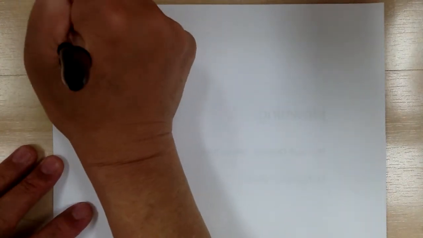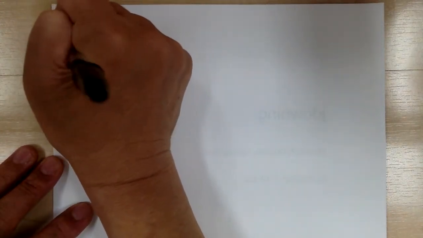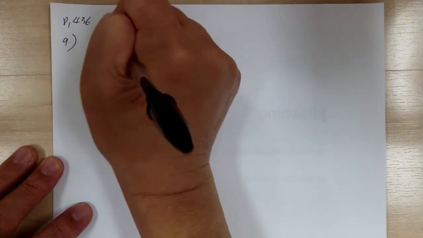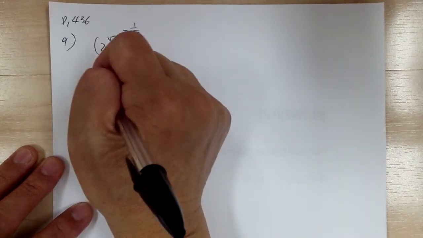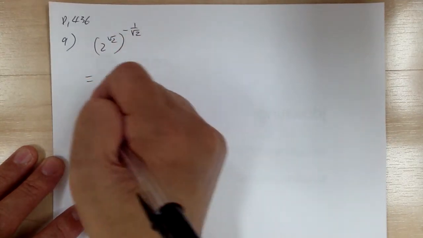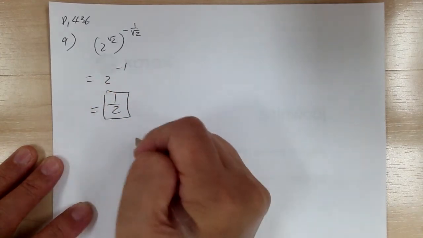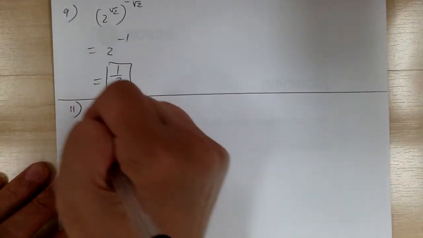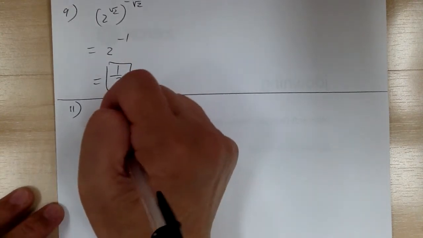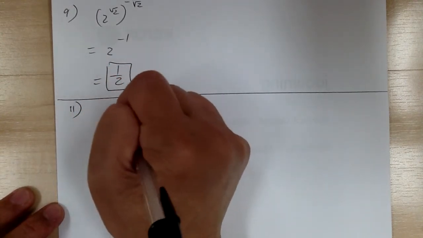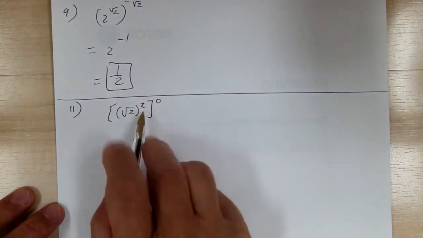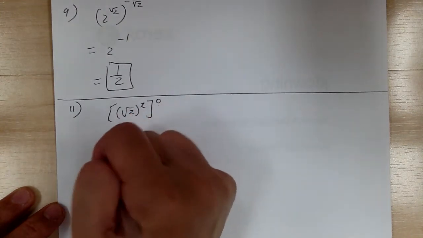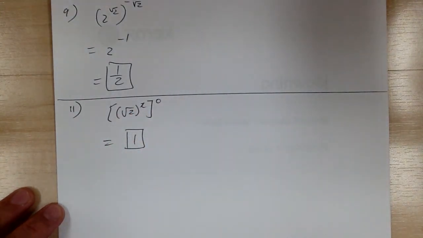Okay, let's go to the next one. Okay, number 9, you have 2 to the square root of 2, to the negative 1 over square root of 2. So I can apply the power rule, so it becomes 2 to the negative 1, and so this is equal to 1 over 2. Okay, number 11, you have square root of 2 to the pi, to the 0. Well, it doesn't matter what you have, anything to the 0 power is going to equal 1. Okay, so the answer would be 1, and that's it.